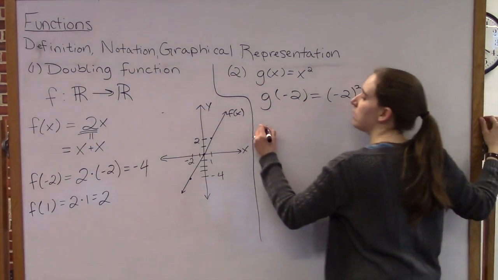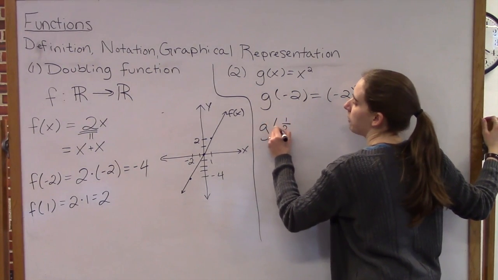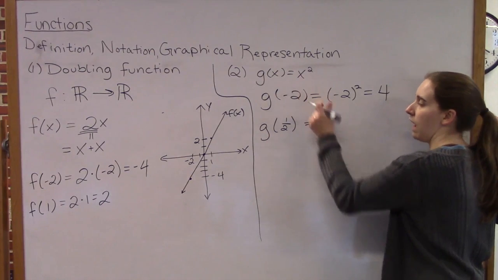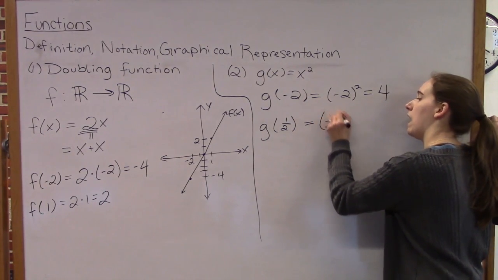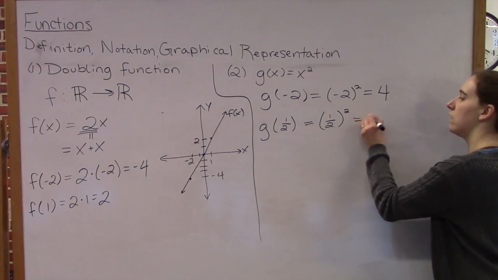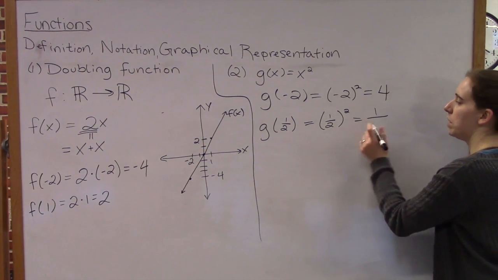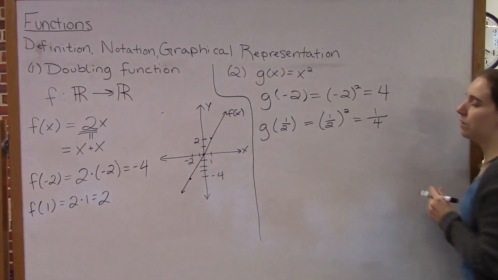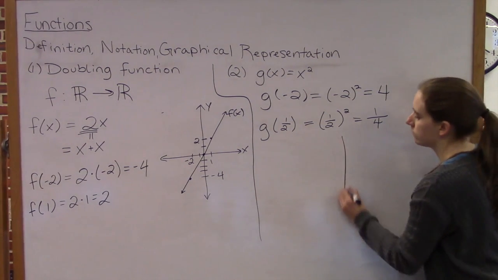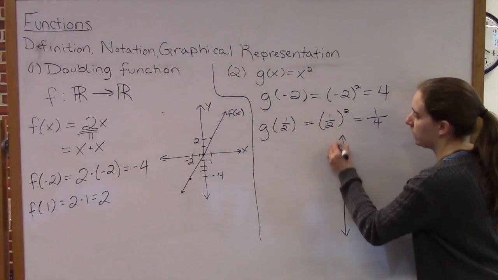I can also take things like g of 1/2. Again, I substitute in the 1/2 for the x, so I get 1/2 squared, or 1/2 times 1/2. So I'm going to get 1 squared on top, 2 squared on the bottom. So that gives me that g of 1/2 is equal to 1/4. Let's graph this one. So again, set up my axes.